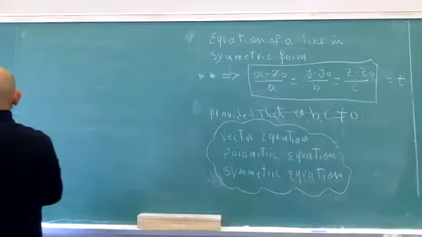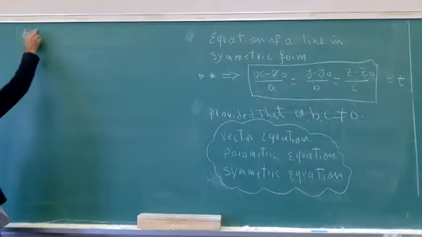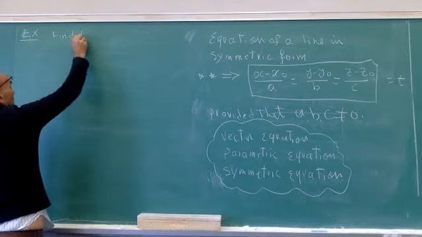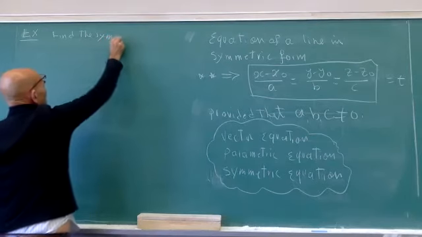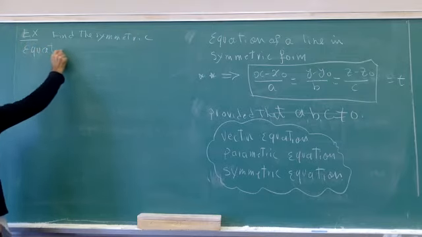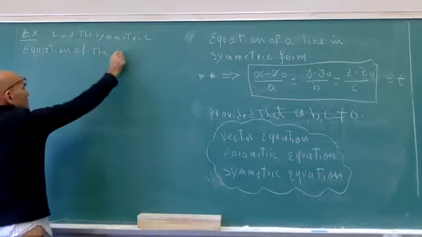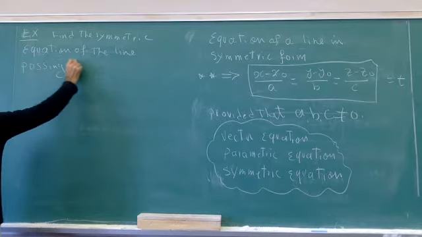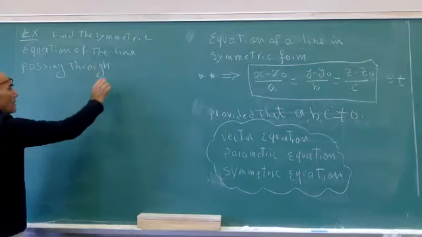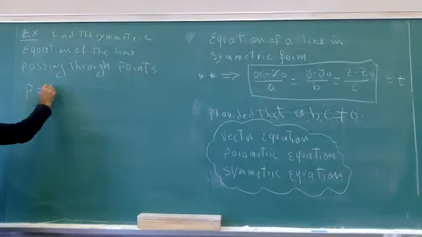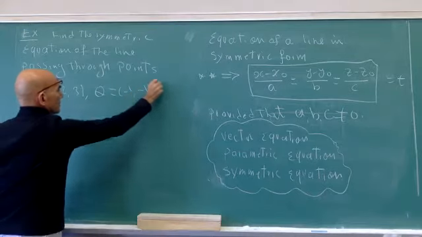So here's an example. Find the symmetric equation of the line passing through points P equal to (1, 2, 3), Q equal to (-1, -1, 0).